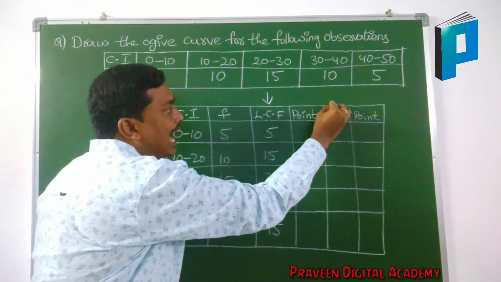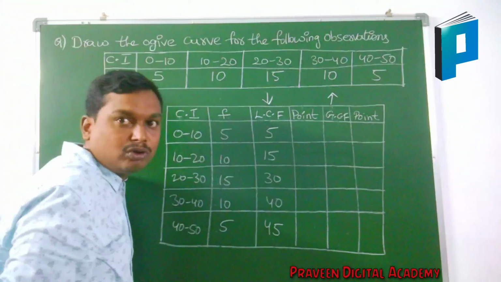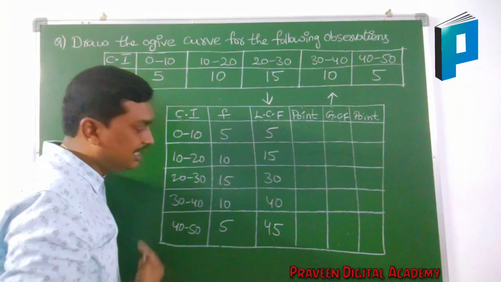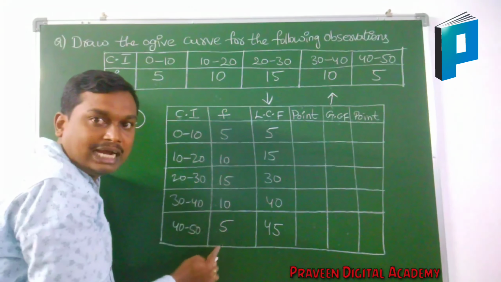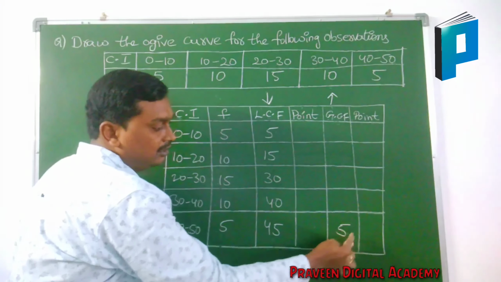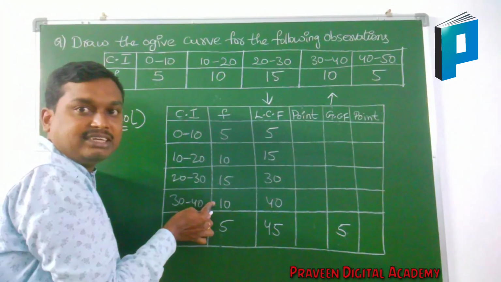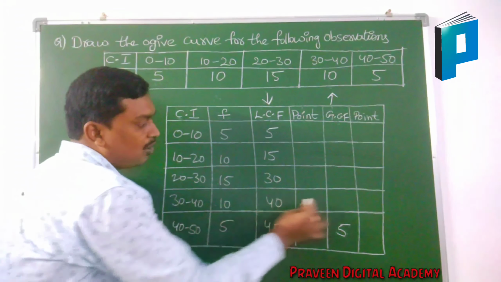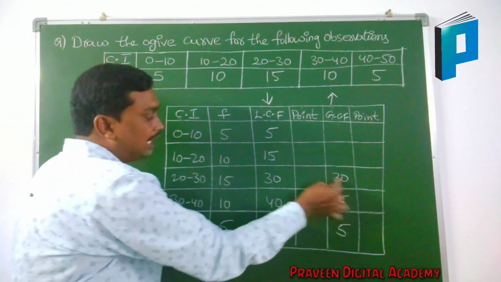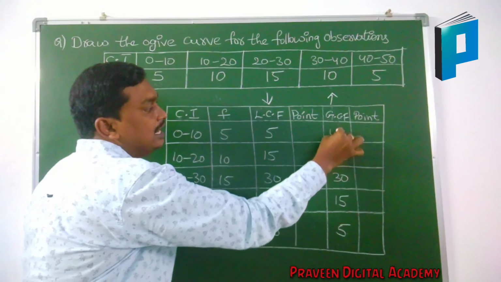What is GCF? Adding frequency from bottom to top is called GCF, the greater than cumulative frequency. The bottom frequency is 5, so write 5 here. Then 5 plus the next frequency 10 is 15. 15 plus 15 is 30. 30 plus 10 is 40. 40 plus 5 is 45.